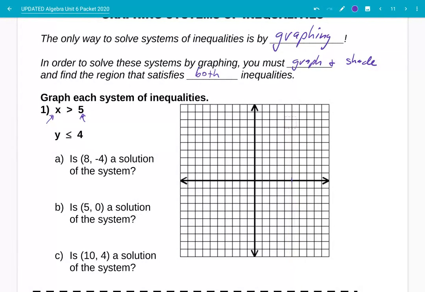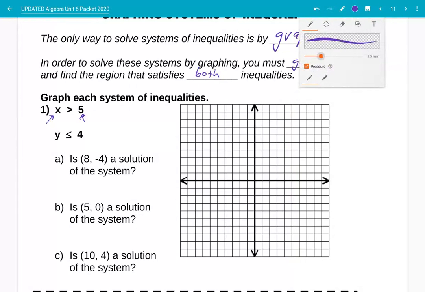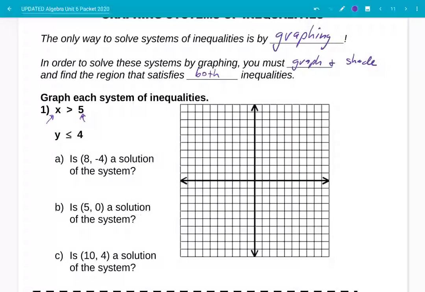Oh, you know what I can do? I can do this. There we go. So 1, 2, 3, 4, 5 right here. There's our first line. Oh, you know what? Yeah, I know you saw this before I did. This is going to be a dashed line at 5. So here we go.